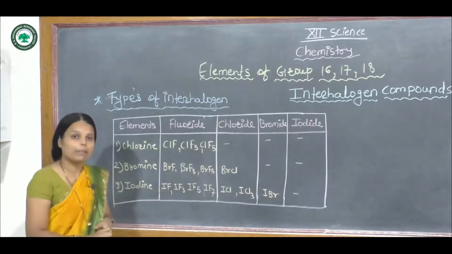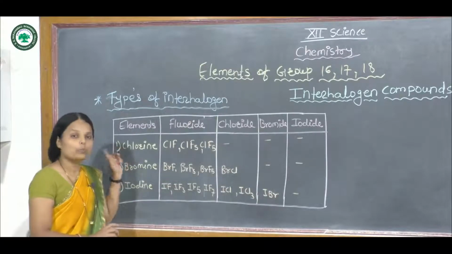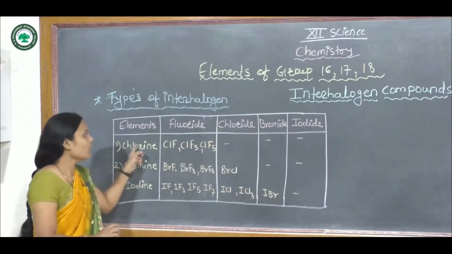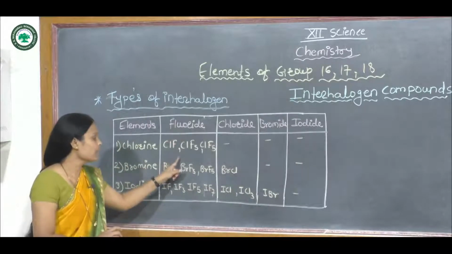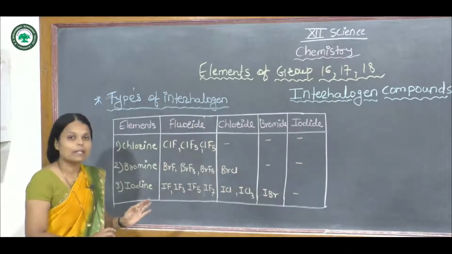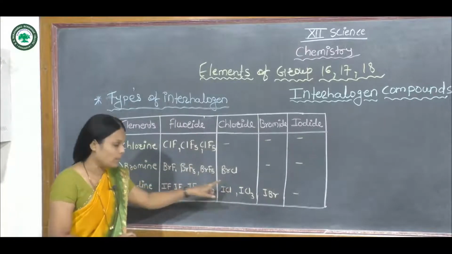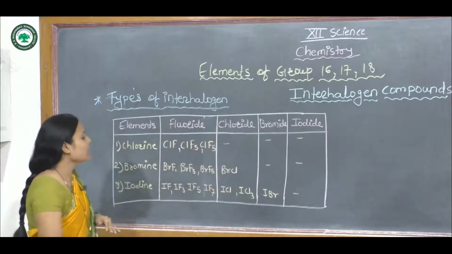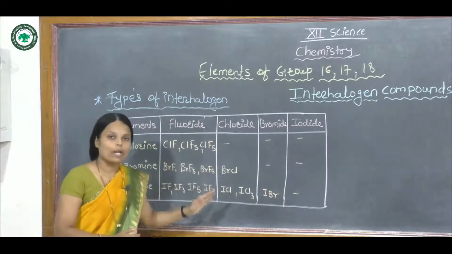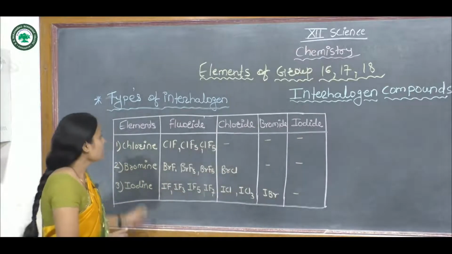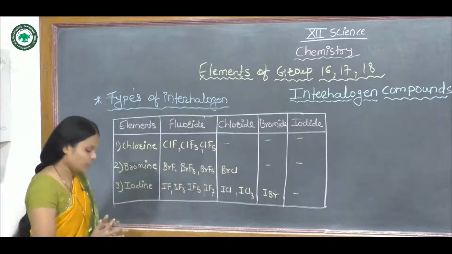Means there are 3 main types: chlorine, bromine and iodine. Chlorine reacts with a fluoride atom, then bromine reacts with a fluoride atom and also reacts with a chloride atom. Now iodine reacts with fluoride, chloride and bromide. Okay, these are the types of interhalogen compound.